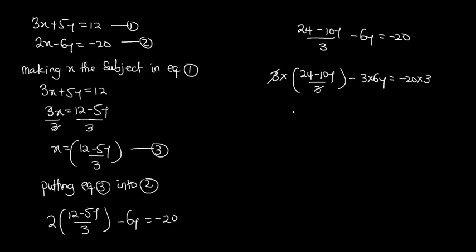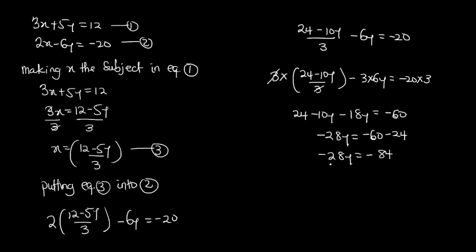This will cancel this, so I have 24 minus 10y minus 3 multiplied by 6, which gives me 18y, is equal to minus 20 multiplied by 3, which gives me minus 60. Alright, so from here, I have minus 10y minus 18y, so this will give me minus 28y is equal to minus 60. I send the 24 to the other side of the equal sign, it becomes minus 24. So I have minus 28y is equal to minus 60 minus 24, which gives me minus 84.